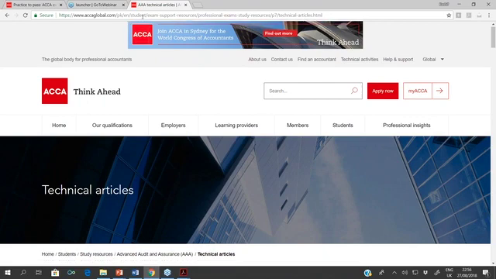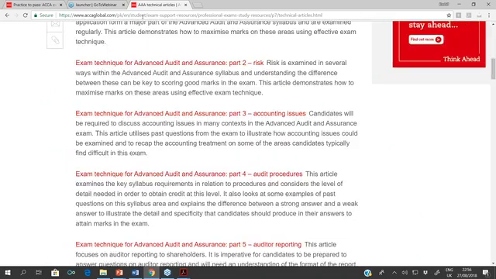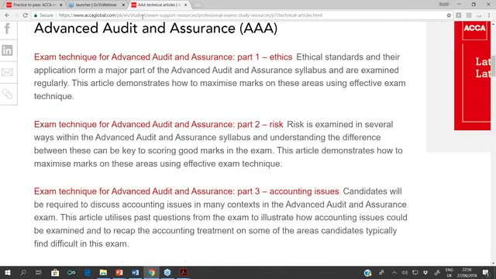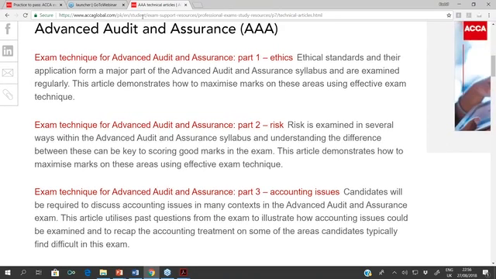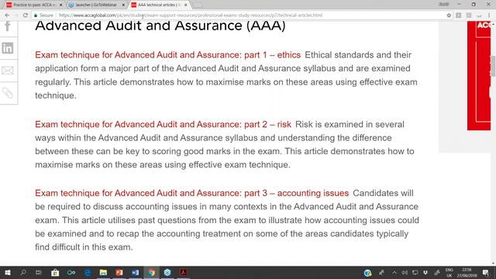See this? Can you see these articles? Exam technique. These are all exam technique articles. Exam technique article part 1, ethics. So what is a good answer in ethics and what is a bad answer in ethics? You will get to know from that. Risk, see the part 2. What is a good risk answer and what is a bad risk answer? You will get to know from this article. Please do read these articles. You still have time till Monday.